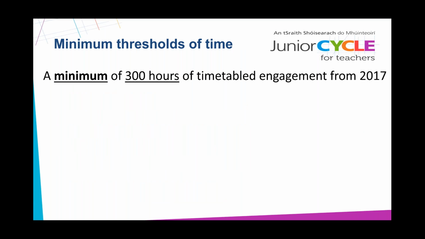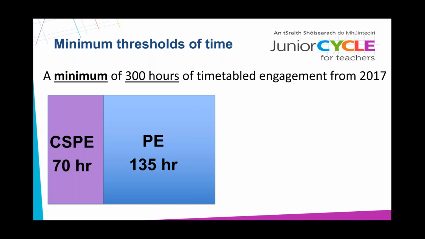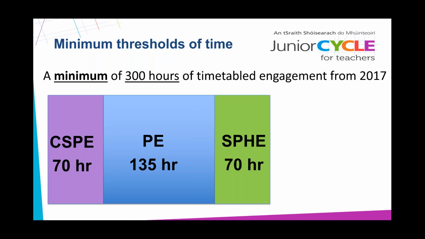So if we had a more in-depth look at the minimum thresholds of time, the minimum of 300 hours of timetabled engagement from 2017 will look like this. The minimum contact time for CSPE is 70 hours, and there will also be 135 hours of PE and 70 hours of SPHE. What those figures represent are basically the provisions that exist at the moment. So 70 hours is provided in one 40-minute class per week over 3 years. That's for CSPE and SPHE, and PE then is two class periods per week.